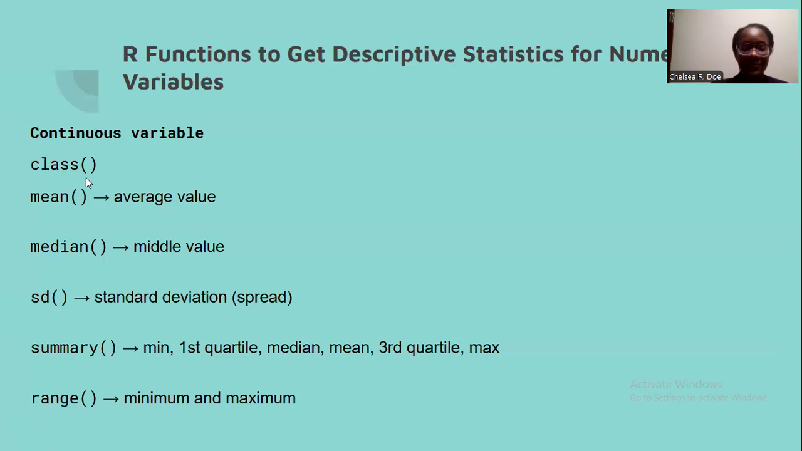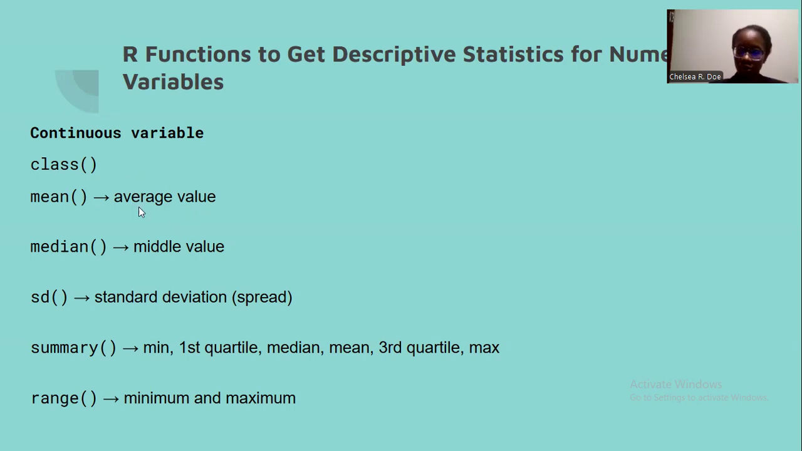So usually when you run a class function in R, the output will be either integer or numeric. When you see integer or numeric, it indicates that this variable is a numeric variable. Sometimes the class function will also give you an output such as character or factor, indicating that you are dealing with a categorical variable. So always apply the class function on all variables, whether they are categorical or continuous, to get confidence that you're actually dealing with a categorical or continuous variable.